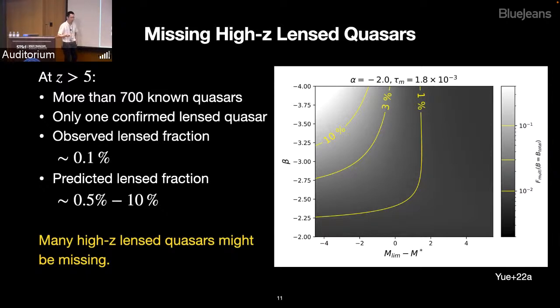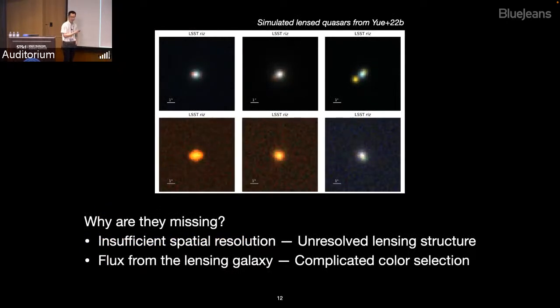If you wonder why this is the case, we can have a look at some simulated images of high redshift lens quasars. By looking at these images, my feeling is that, first of all, many of them are kind of blended. These are simulated as LSST images. That tells me ground-based spatial resolution is usually not going to be sufficient to resolve the lensing structure, making it very difficult for us to identify these objects.